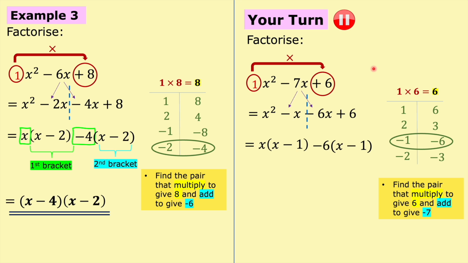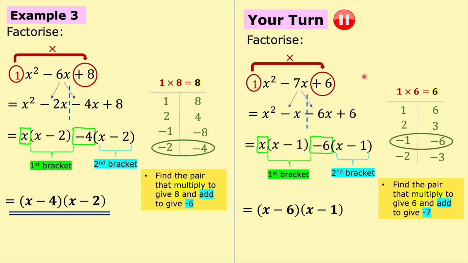So we're going to have negative 6, and then bracket, well, negative 6 times x gives us negative 6x. And then negative 6 times negative 1 will give us positive 6. Picking out our first bracket for our final answer, we're going to have x subtract 6 in our first bracket, and then x subtract 1 in our second bracket. And that should be your final answer. So well done if you got that.